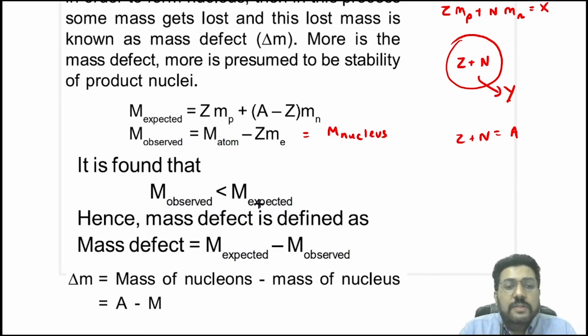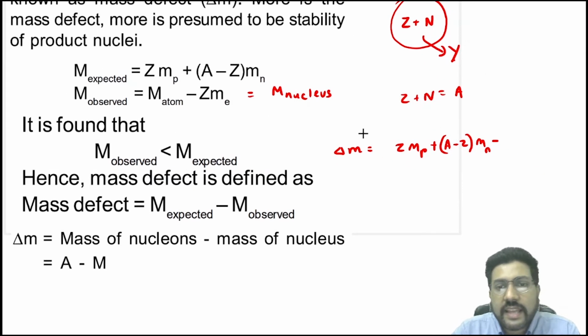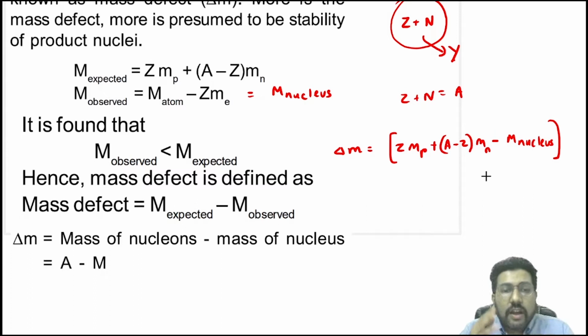Okay. Now this mass defect is M expected minus M observed. So if you subtract this, you will get delta M is equal to Z Mp plus (A minus Z) Mn minus the mass of nucleus. Now mass of nucleus again can be written as mass of atom minus Z Me. Okay, I'm just writing the mass of nucleus here. So this is the mass defect. So mass defect is the expected mass minus the observed mass. The observed mass is always less than the expected mass.